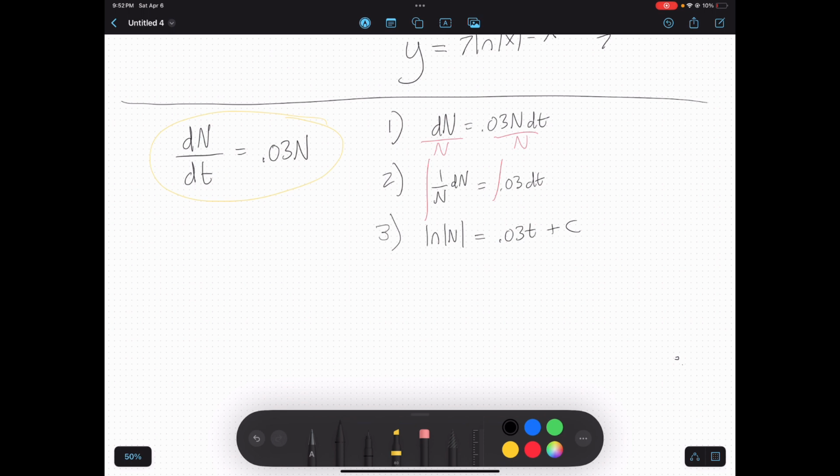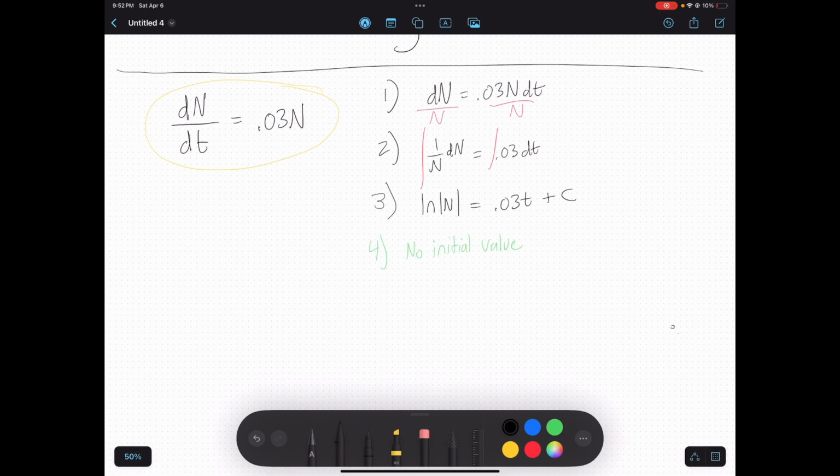Now, once again, I didn't give you an initial value, so I can move past step 4. There's no initial value. Don't worry, we will do another problem where you have to solve for the initial value. So I'll go ahead and skip to step 5. Solve for, well, in this case, it's not in terms of y. What's my output variable? My output variable is n. So I'm going to solve for n. How? Remember, to get rid of that natural log, just put everything to the power of e.